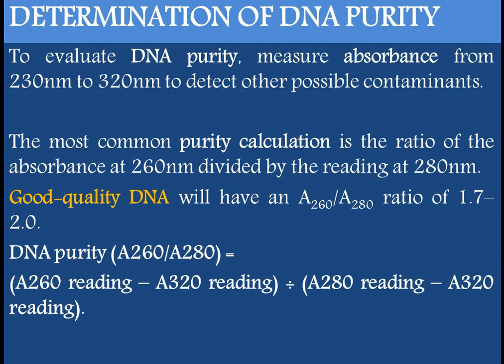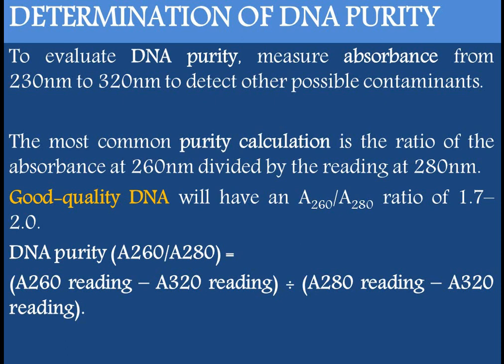So once you are aware of the concentration of DNA, now we have to determine the DNA purity. How? To evaluate the DNA purity, measure the absorbance from 230 nanometer to 320 nanometer to detect other possible contaminants. The contaminants here are protein as well as RNA.